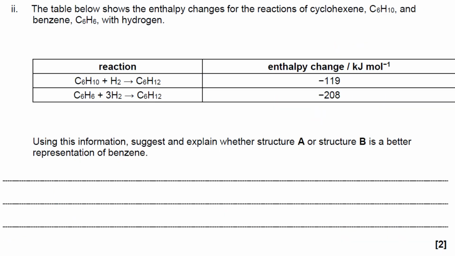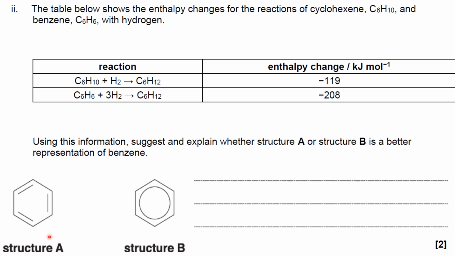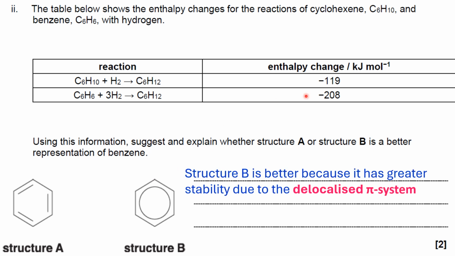The next part of the question asks you to consider some data with two reactions. We've got the hydrogenation of cyclohexene and benzene. You can see that cyclohexene is minus 119. Looking closer again at structure A and structure B, they want you to decide which one is a better representation of benzene. Cyclohexene basically contains one carbon-carbon double bond, so that is hydrogenated. That's the only place in the molecule which is being hydrogenated, so that minus 119 comes from the hydrogenation of the double bond.